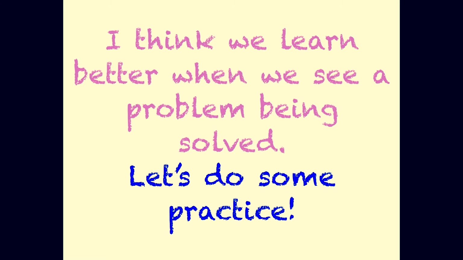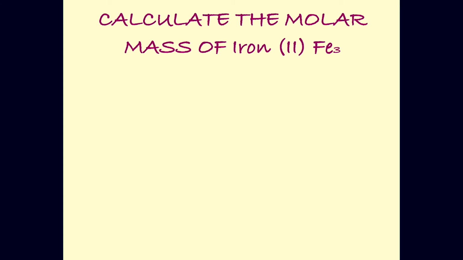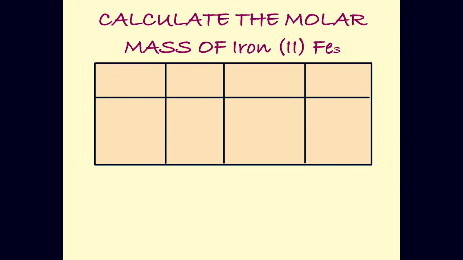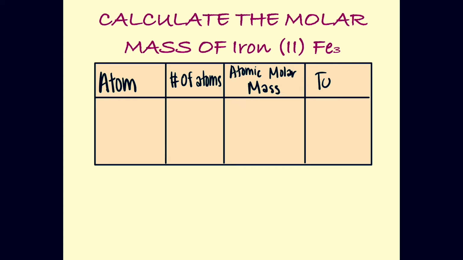I think we learn better when we see a problem being solved. Let's do some practice. Let's calculate the molar mass of iron. First, let's make a chart. The individual atom goes in the first column. In the second, we put the number of atoms. In the third, we put the atomic molar mass found in the periodic table. And in the last column, we put the total.